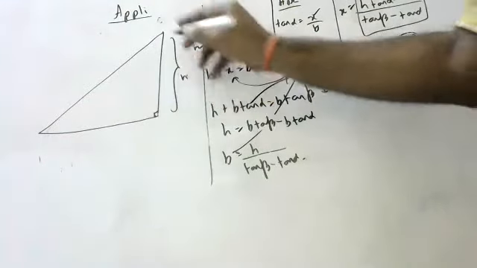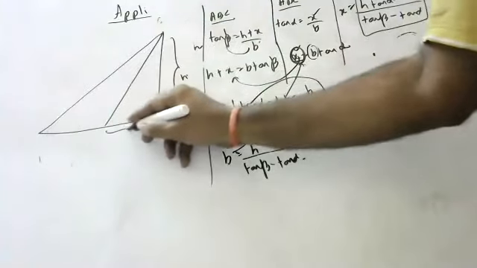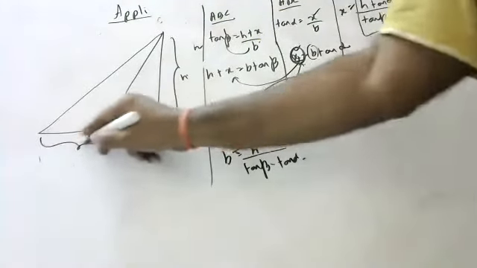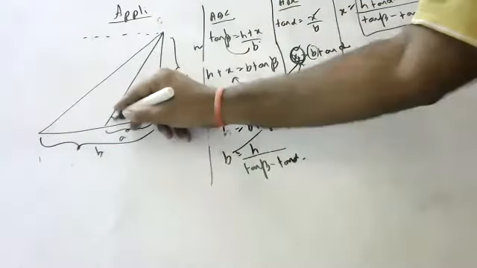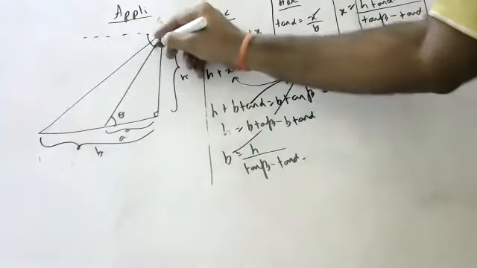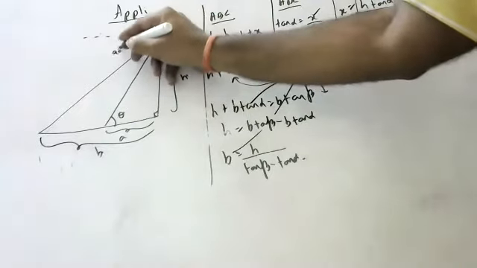This is H here, two points. This is at distance A. This is at distance B. The angle of depression is theta for one, and for the other it is 90 minus theta.